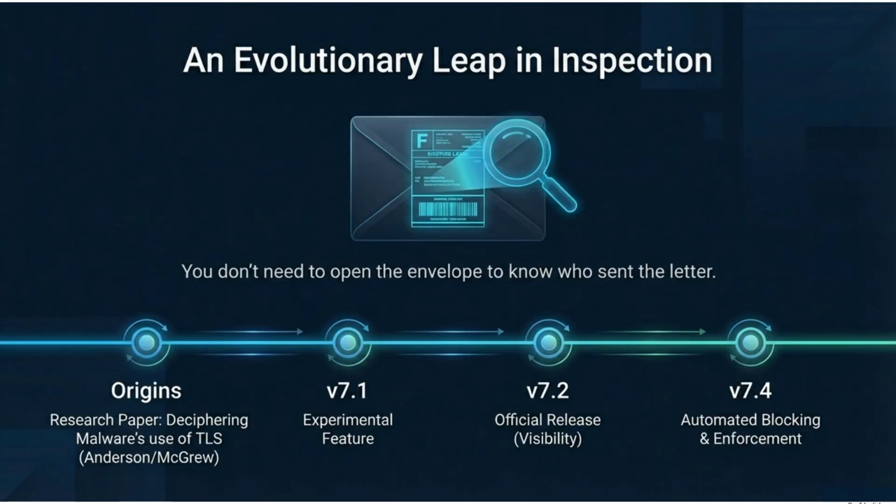To solve this, EVE represents an evolutionary leap in inspection. Think of it this way: you don't need to open the envelope to know who sent the letter. Originally stemming from the Anderson and McGrew research paper on deciphering malware's use of TLS, EVE started as an experimental feature in version 7.1. By version 7.2, it became an official visibility release, and now, with version 7.4, it includes automated blocking and enforcement capabilities.